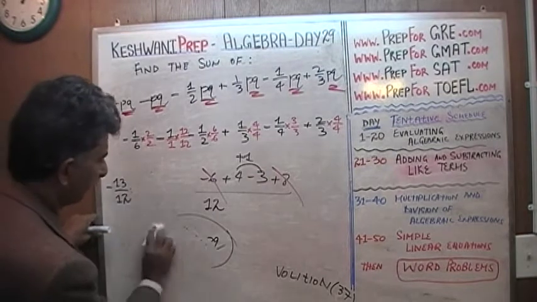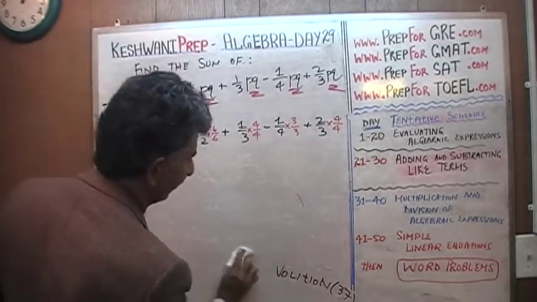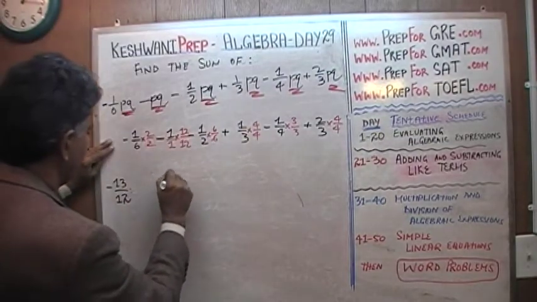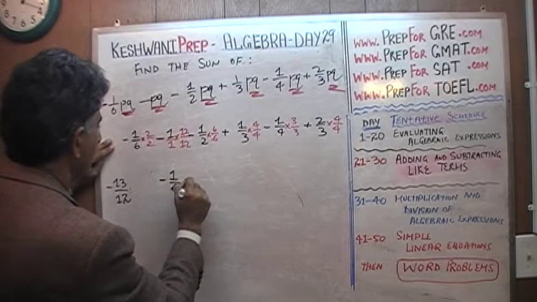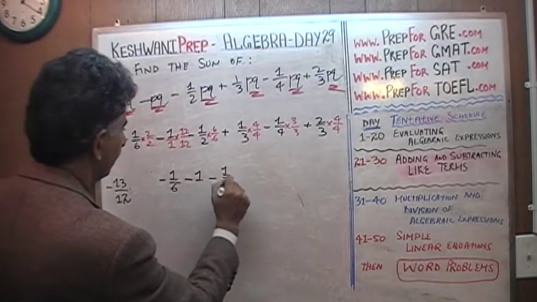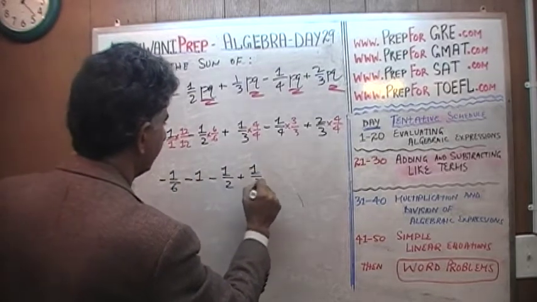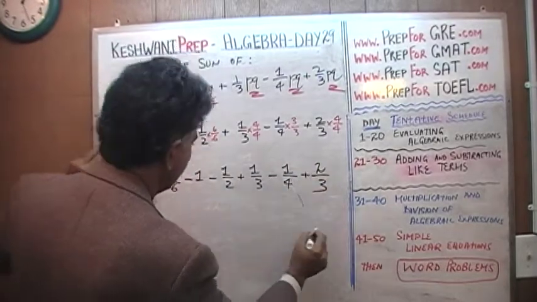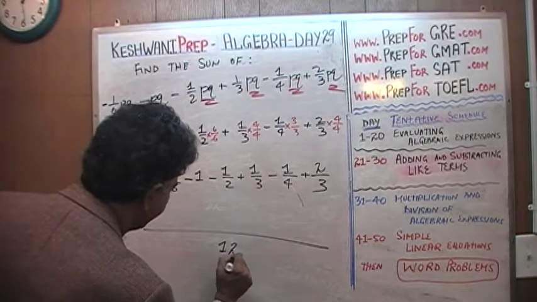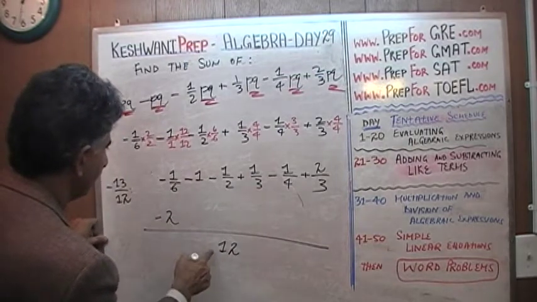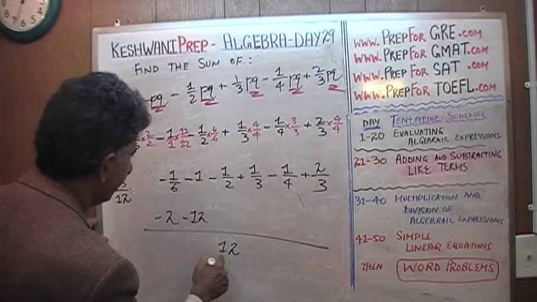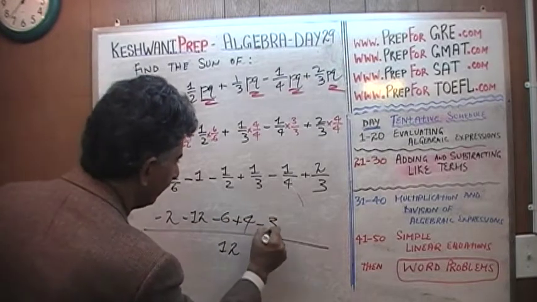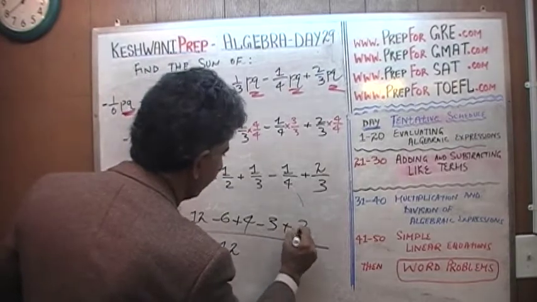I'm going to do it the conventional way now, a little bit more traditional way, and let's see if we get the same actual answer, because I'm getting paranoid. Negative 1/6, negative 1, negative 1/12, positive 1/3, negative 1/4, and a positive 2/3. The common denominator is 12. 12 goes into 6 two times. This is negative 12. This will be negative 6. This will be positive 4. This will be negative 3. And this will be positive 8. Is that what we had?